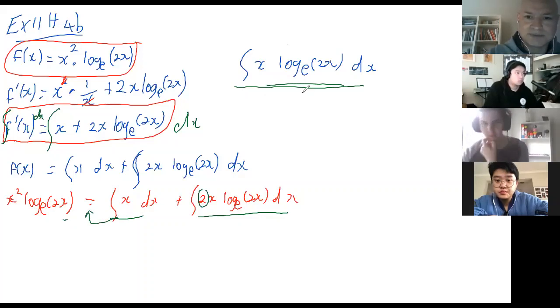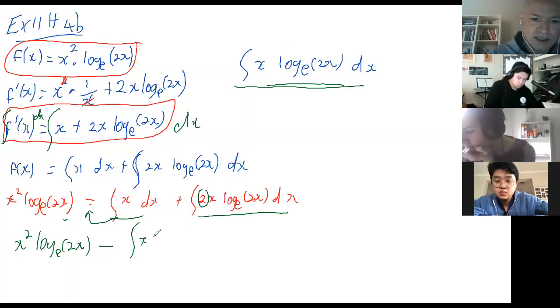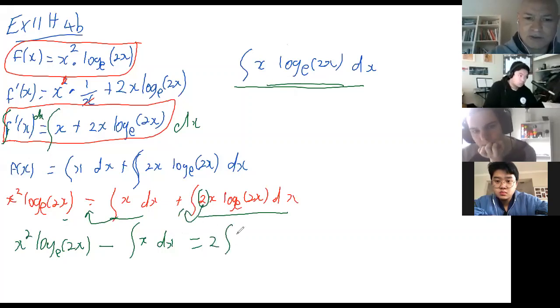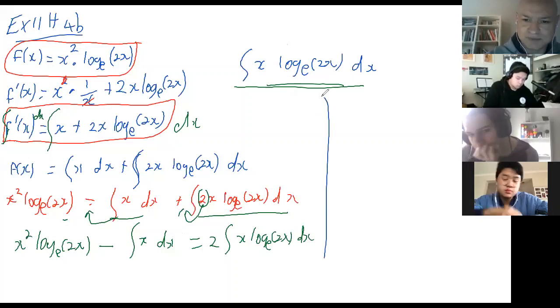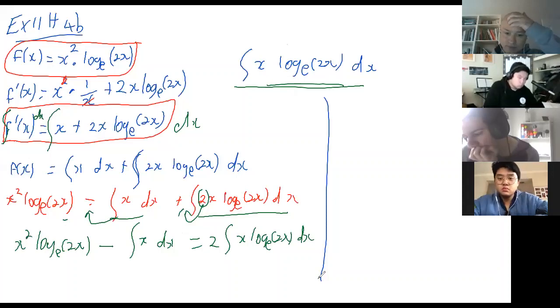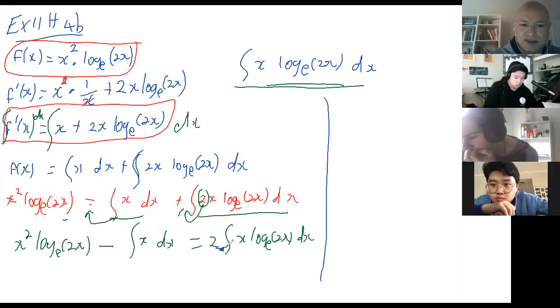Okay, so when I do that, I'm going to get x squared log e of 2x minus the integral of x with respect to x will equal, and I'm going to take out this 2 up the front, so 2 the integral of x log e of 2x dx. That 2 is just a constant, so I'm allowed to do that. Any questions so far? Okay. Well, to get rid of this 2, that's a times there. To get rid of it, I'm just going to bring it over the other side and half. So it's going to be half of everything.